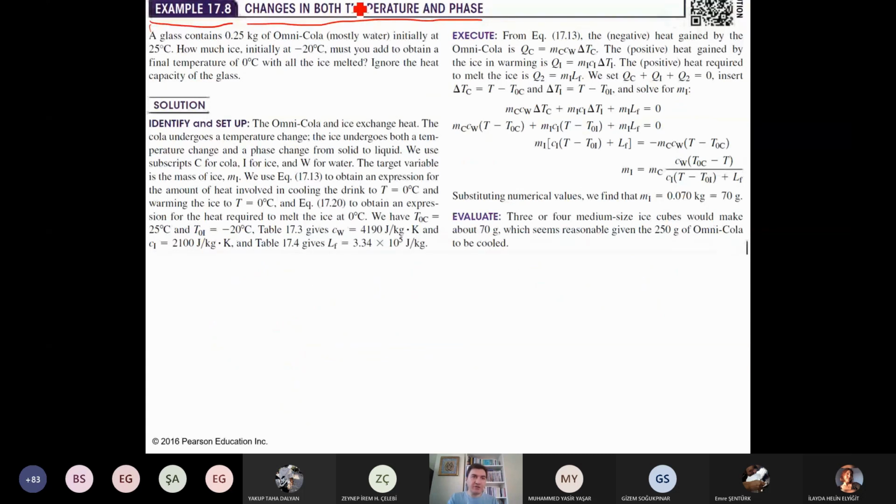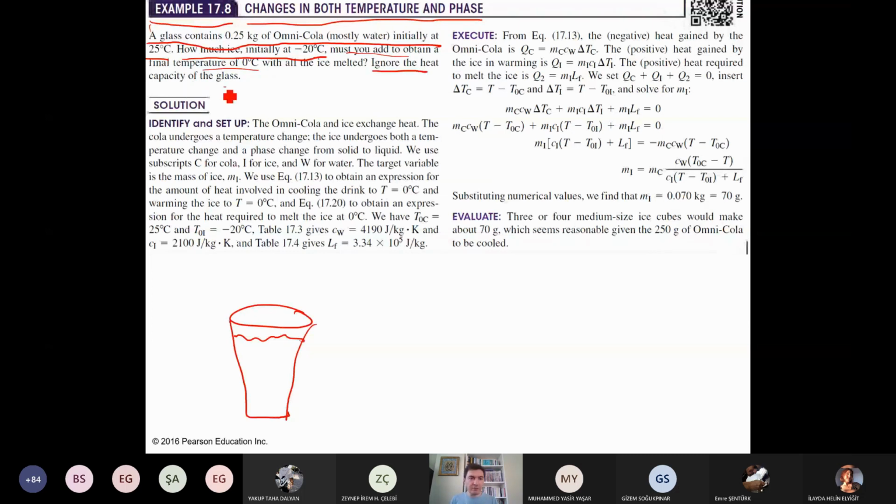What is the question? A glass contains 0.25 kilogram of Omni Cola, mostly water, initially at 25 degrees Celsius. Here we have, let's say, 0.25 kilogram Omni Cola within this glass. How much ice initially at minus 20 degrees Celsius must you add to obtain a final temperature of 0 degrees Celsius with all the ice melted? Ignore the heat capacity of the glass.